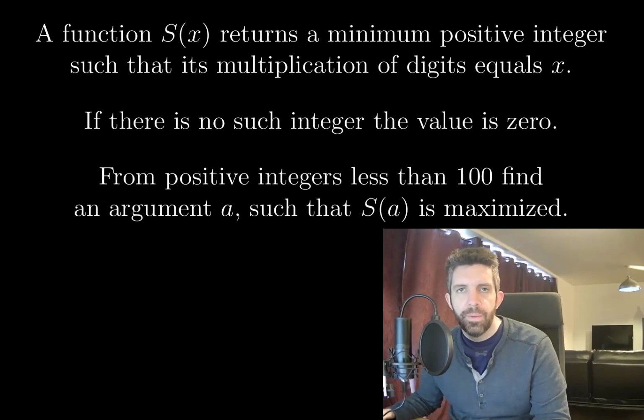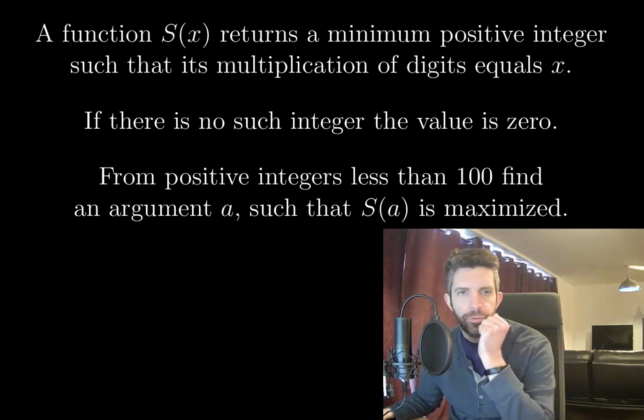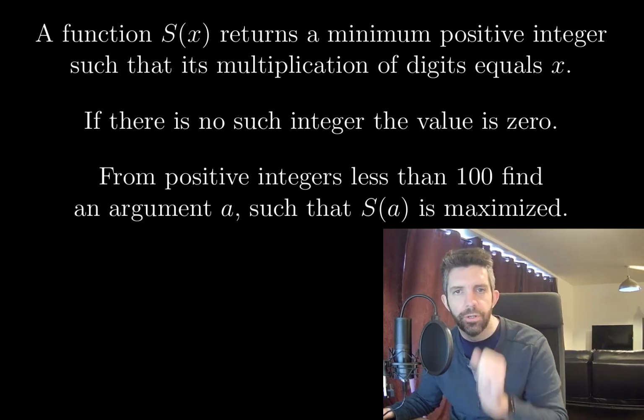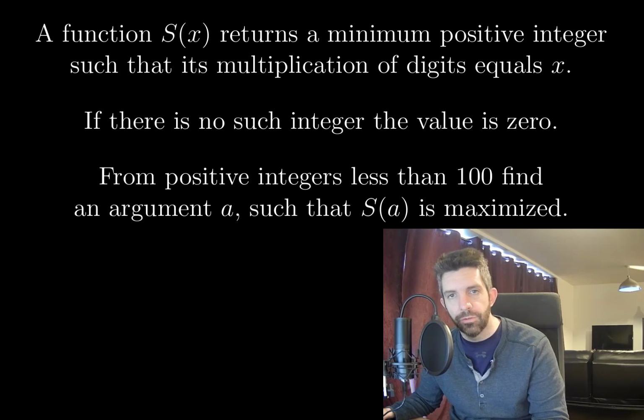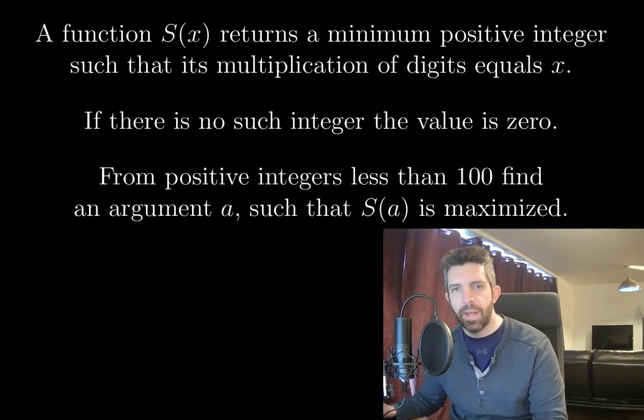Today's problem is submitted by a viewer, and it says a function s of x returns the minimum positive integer such that the multiplication of its digits equals x. If there is no such integer, the value is 0. Find, from positive integers less than 100, an argument a such that s of a is maximized.